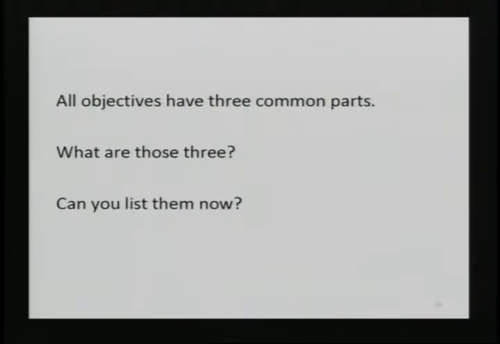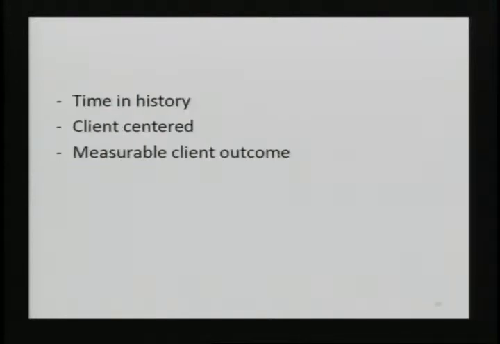All objectives have 3 common parts, as we've talked about. What are those three? Can you list those right now? Please pause and see how many of those three you can list. They're the 3 points I've mentioned so far in this presentation. I've mentioned them 2 or 3 times. Those three are time in history, client-centered, and measurable client outcome. So those are 3 parts of all objectives.